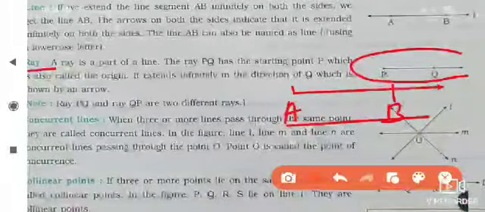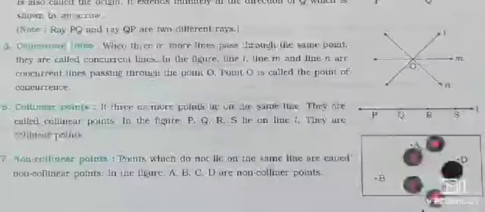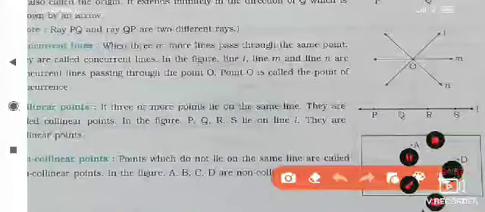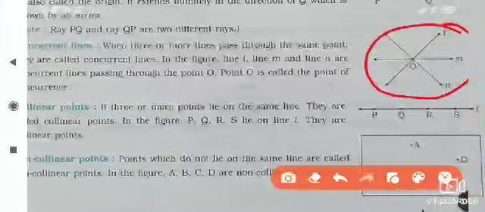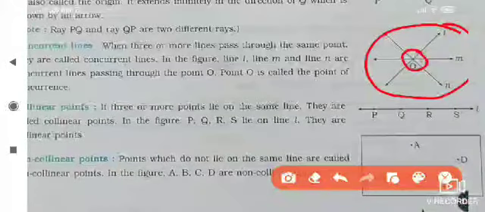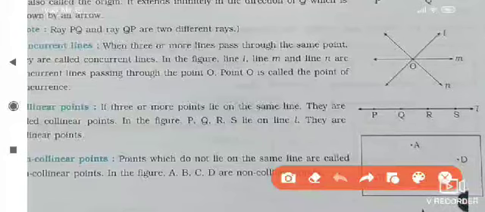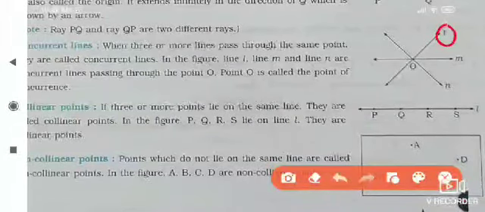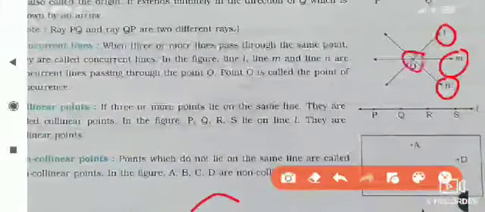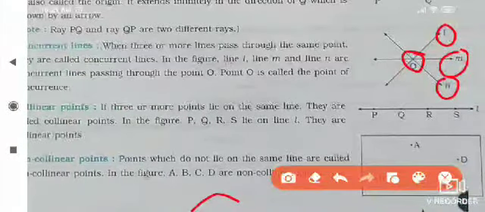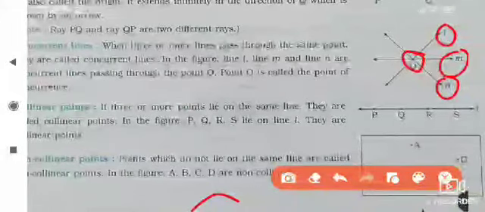Now next is the concurrent lines. If three or more lines are passing through a single point, then they are called concurrent lines, and this point is called the point of concurrence. The point of concurrence is O here, and you will notice that there are three lines, line L, line M and line N. They are passing through a single point, the point O, and that's why L, M, N are the concurrent lines, and the point O is the point of concurrence.